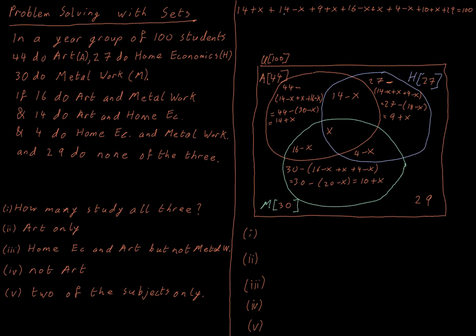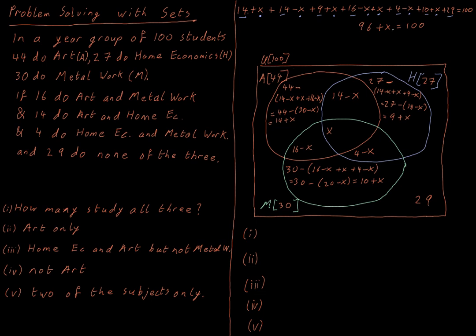14 plus x plus 14 minus x plus 9 plus x plus 16 minus x plus 4 minus x plus 10 plus x plus 29 must all add up to 100. Now I just add up my like terms. So I have 14 and 14 and 9 and 16 and 4 and 10 and 29. And in terms of the x's, I have plus x, minus x, plus x, minus x, plus x, minus x, plus x. So I add all of that up.